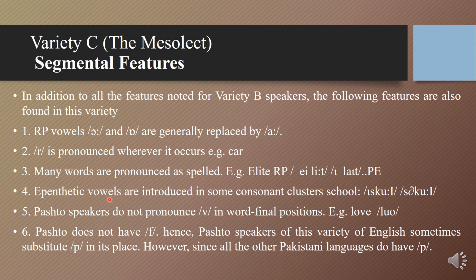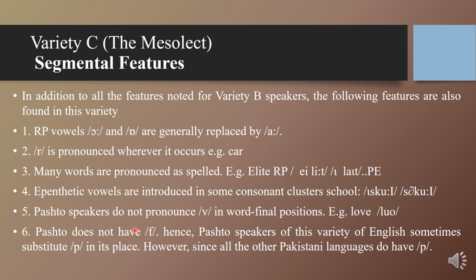Epenthetic vowels. Epenthetic vowels are E and A sounds, meaning school or school, that E and A sounds are introduced in some consonant clusters. For example, school. As you can see, the first vowel is the epenthetic vowel. School and sakul, that a sound in sakul is the epenthetic vowel.